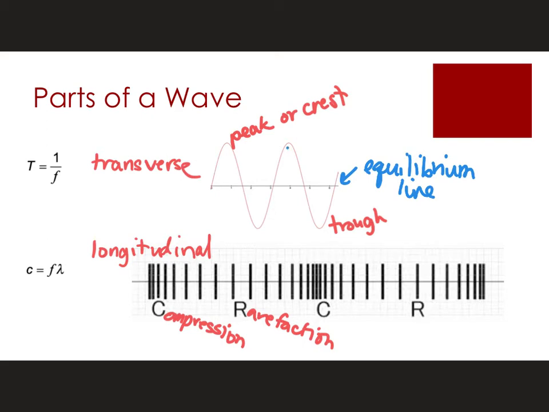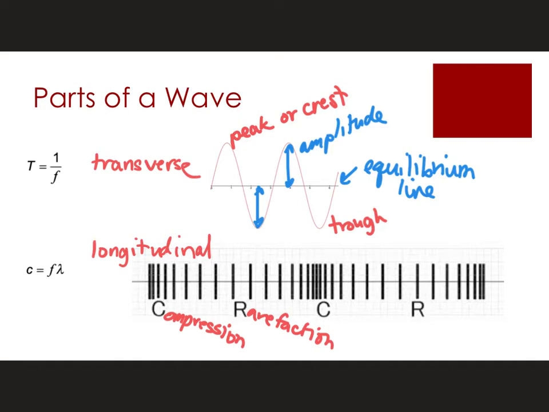If I look at here now from the equilibrium line to the top of the peak, that will be my amplitude. It is a common misconception for students to think that it goes from the peak down to the trough, but in fact, it's only halfway there. Also, all of our waves will have the amplitude being the same distance from the equilibrium line to the top or from the equilibrium line down to the bottom of the trough.